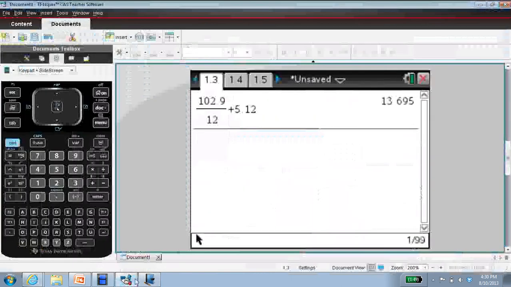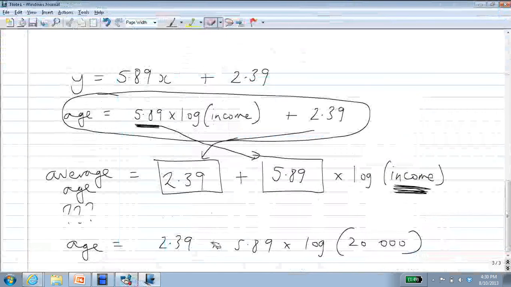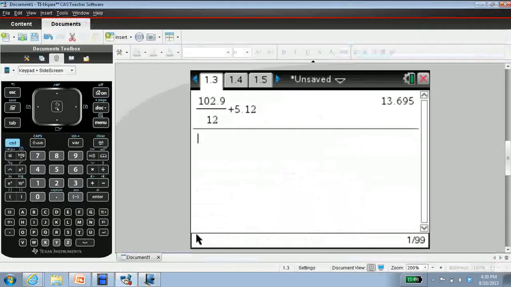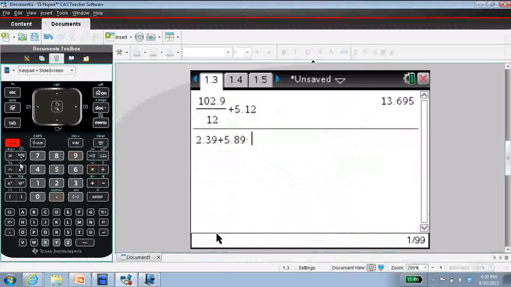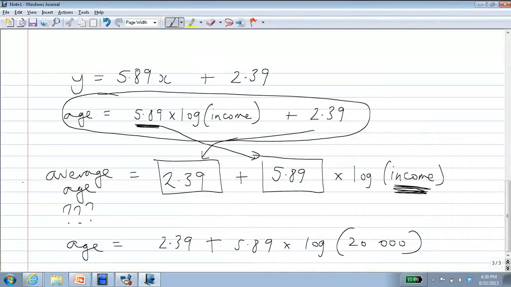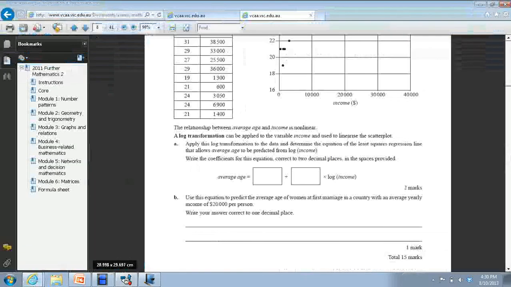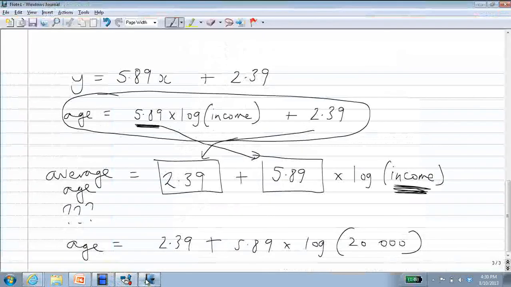So let's go back, oops. Yeah, that should be a plus there as well. So 2.39 plus 5.89 times log, base 10 again, of 20,000. 27.72, what do I want it to? 1 or 2 decimal places? 1 decimal place, so 27.7 would be my answer. 27.7.